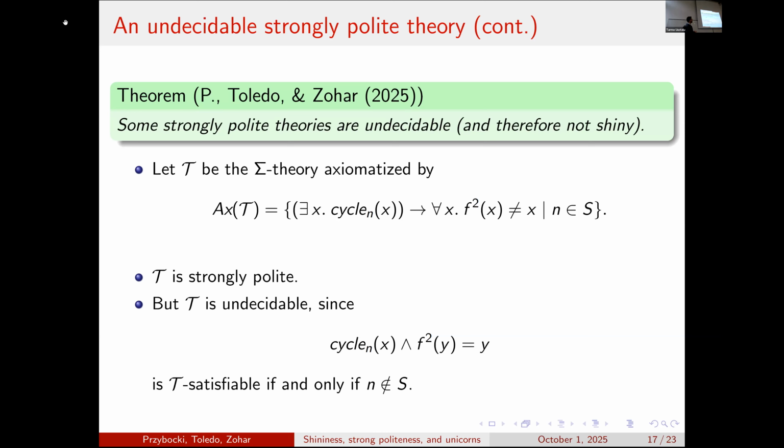That's exactly what the axiom above says. It says that there's no cycles of length 1 or 2 under that constraint. So this formula, if n is in S, then this formula is unsatisfiable. So if we could decide the satisfiability of formulas in this theory, this would give us a way to query whether an element n is a member of S. But by our assumption, that's undecidable. S is an undecidable set. Okay, so that's the construction of a strongly polite theory that's undecidable.